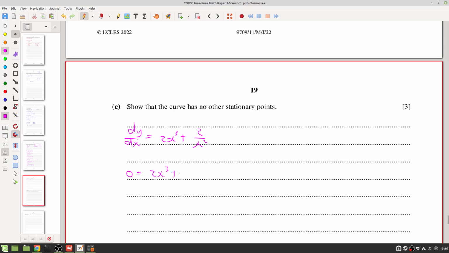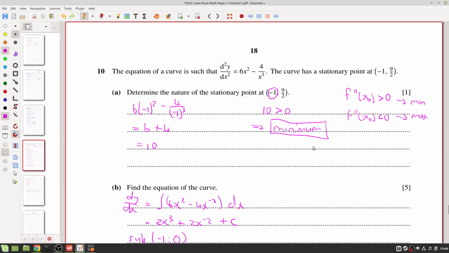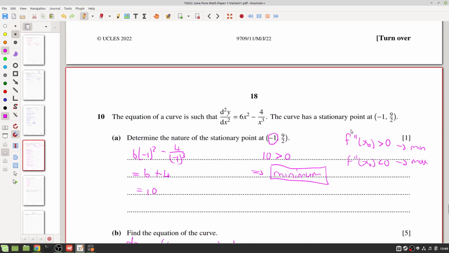So let's see what happens if we do this. Let's multiply everything by x squared. So 0 times x squared is still 0. This becomes 2x to the power 5, and this becomes just 2. Okay, so take the 2 over. So negative 2 equals 2x to the power 5 plus nothing. And then divided by 2, negative 1 equals x to the power 5. If we take the fifth root, we just get x equals negative 1 and no other solutions. So that is the only solution, the only stationary point, when x is negative 1.